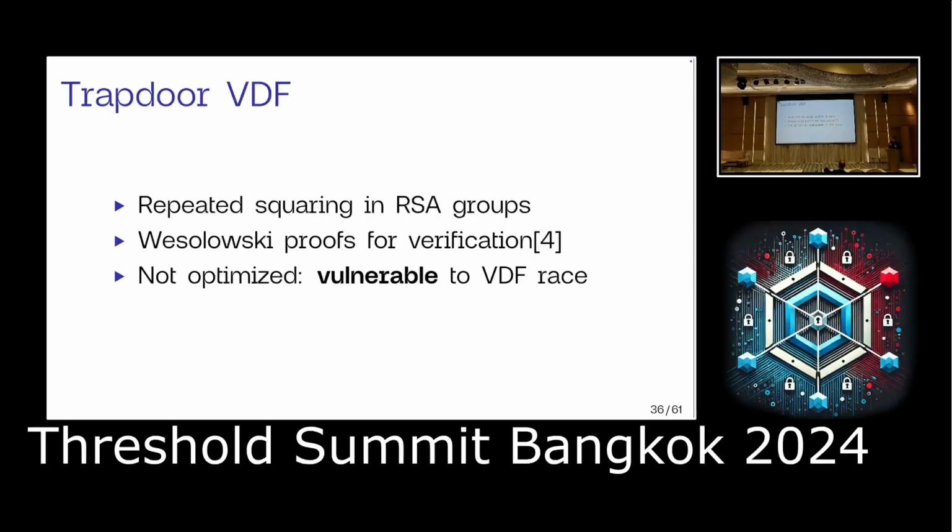The VDF for the VDF case is repeated squaring inside RSA groups, which is a fairly standard VDF design. And we use a proof from Wesolowski to be able to verify the transaction. Of course, the code that we have in the implementation is not great because it would be much faster to compute it on a specialized circuit. So in real life, you would have the problem that people would decrypt ciphertext way faster than expected.